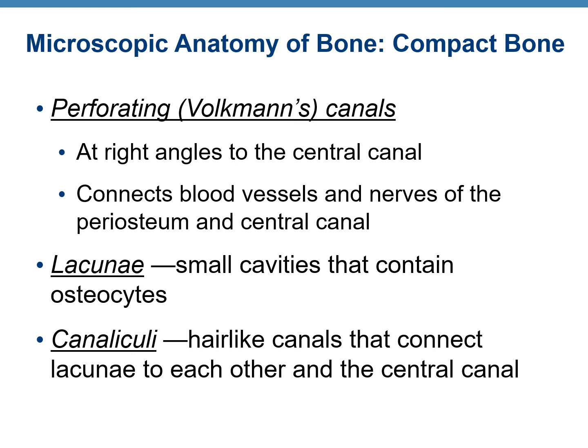As we discussed in the previous slide, inside the osteon, we have the central canal. So the central canal runs vertically inside a compact bone, but we also have perforating canals located at right angles to the central canal. And what they do, they connect blood vessels and nerves of the periosteum and central canal. We have lacunae, that are small cavities that contain osteocytes, and canaliculi, hair-like canals that connect lacunae to each other and the central canal.